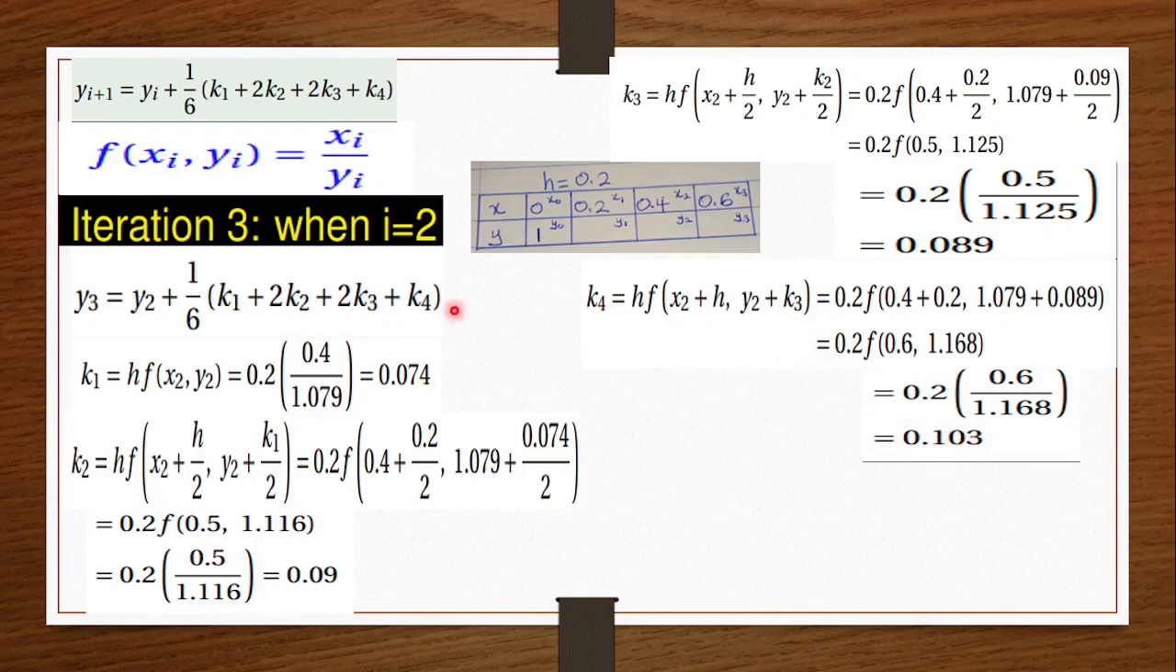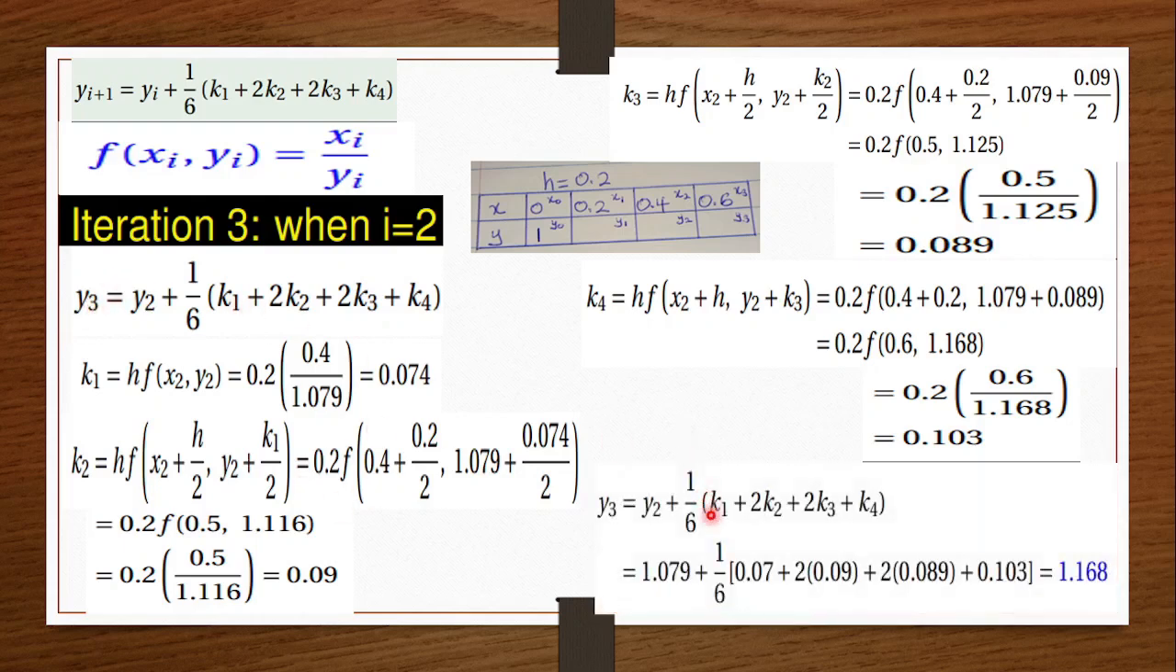So now we have found our k1, k2, k3, and k4 values, and we know our value for y2. So that means that we can find the value for this y3 here, right? So when we do that, we put the values inside the formula here, and then we have our y3 value to be 1.168. So now we have found all the values inside our table. Now let's check whether the Runge-Kutta's answers are actually close to the actual solutions that we know of.